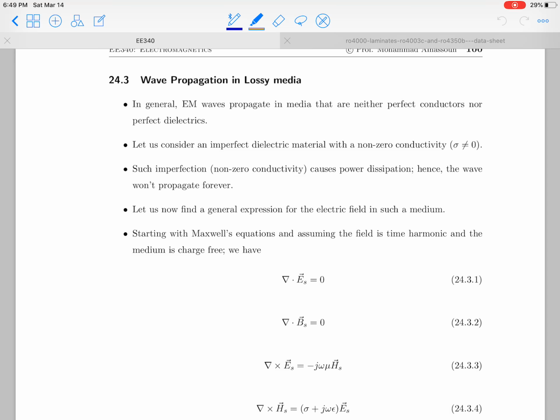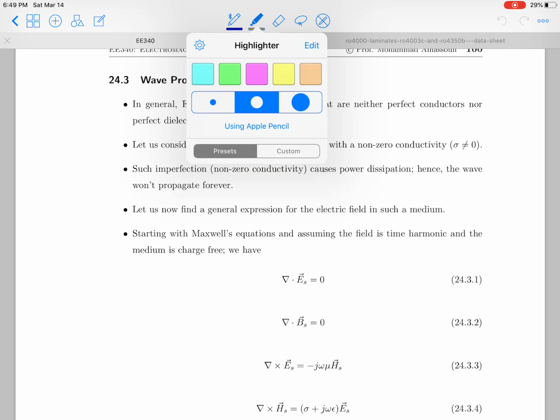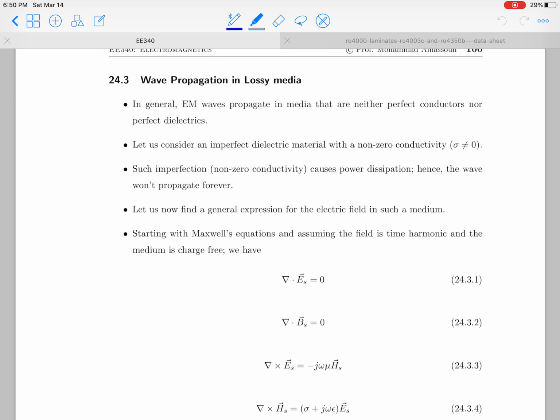In the previous lecture, we talked about waves in general. Now we're going to talk about electromagnetic waves. So electromagnetic waves propagate in media that are neither perfect dielectric nor perfect conductor.